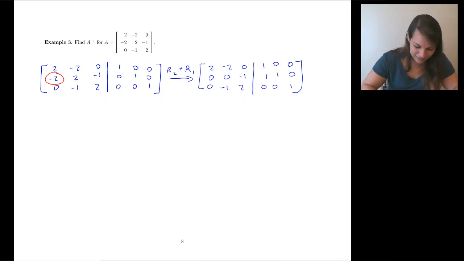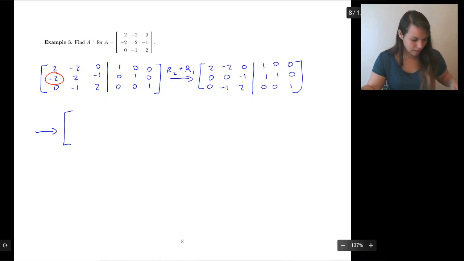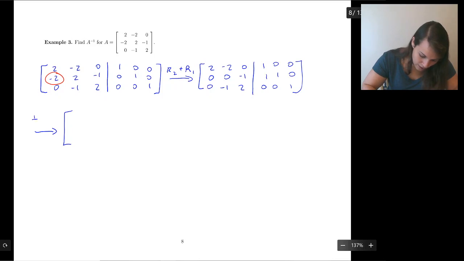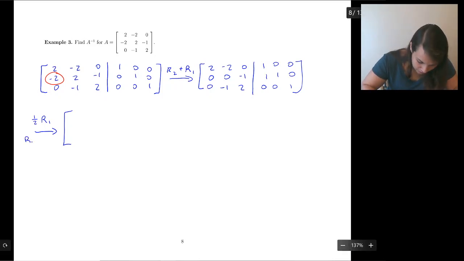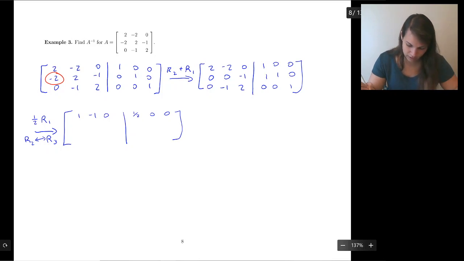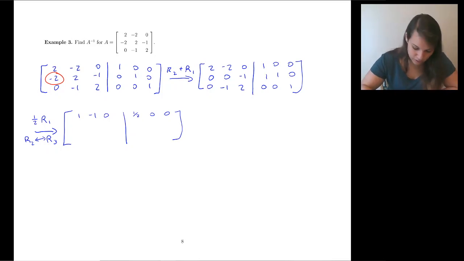Be sure you're watching your right-hand side. The first time I did this, I forgot about the right-hand side. Whoops. Okay. And now I am going to do 1/2 of R1 to get rid of that coefficient of 2. And I'm going to switch R2 and R3. Okay, so row 1 gets multiplied by 1/2. Don't forget the right. Okay? And then row 2, row 3 switch.